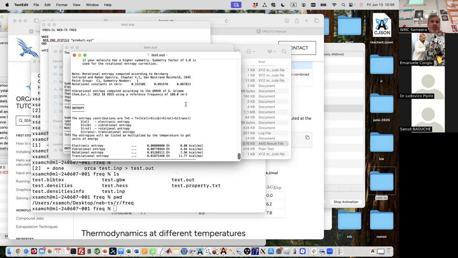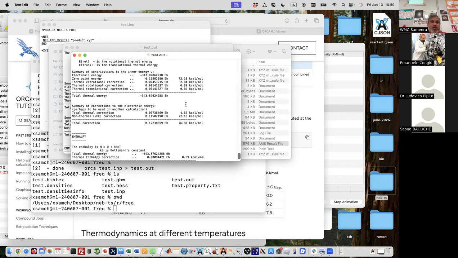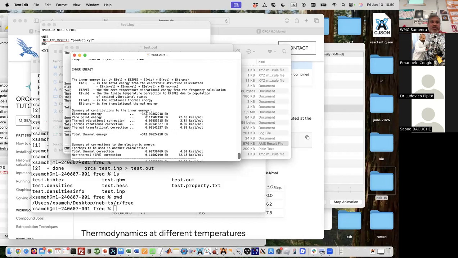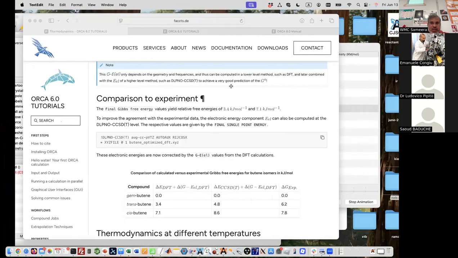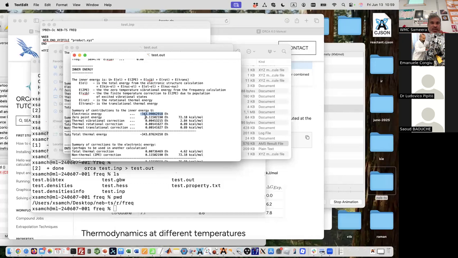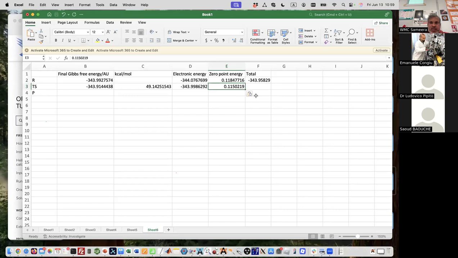So now we are interested in the potential energy, so you can go and check the potential energy here, the electronic energy. This is the electronic energy of the transition state, and we add the zero point energy on that, and that would be our total. Now let's take the energy difference here.